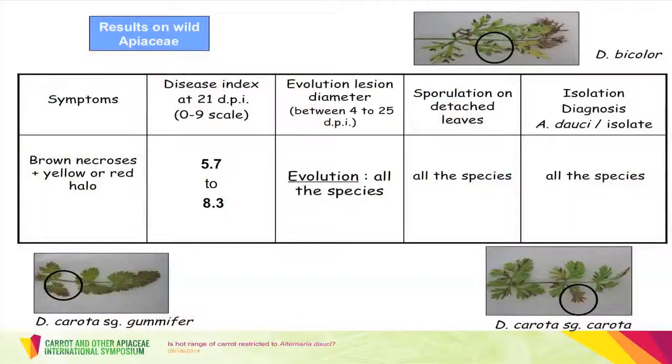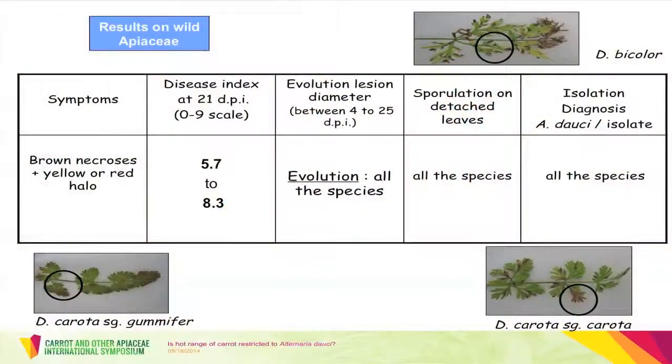On the wild apiaceae, almost same result. All the species had symptoms, and quite important, between 5 to around 8. And there were also, in this case, evolution of the lesion on all the species, and also sporulation on all the species. And again, we confirmed the presence of the fungus in the plant with the molecular identification and morphological identification. So here you have some picture with some symptom on the different locus.